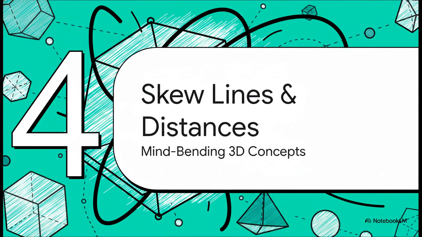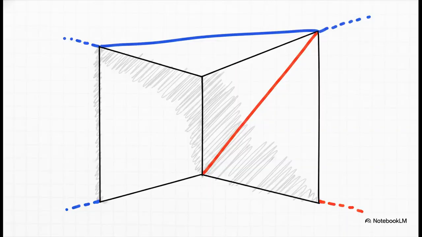All right, our last stop, section 4, skew lines and distances, mind-bending 3D concepts. Okay, so get this. Skew lines. These are lines in space that are neither intersecting nor are they parallel. They belong to completely different non-coplanar spaces.